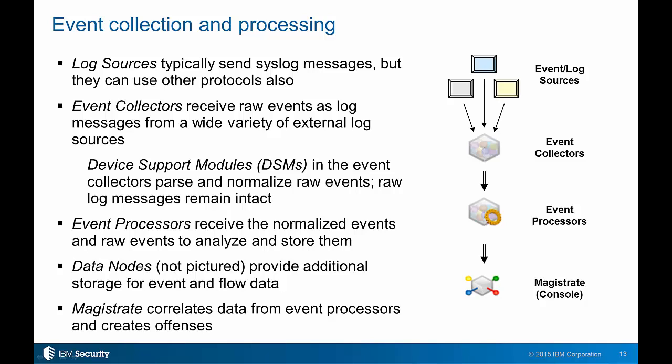Event processors receive the normalized events and raw events and then analyze and store them. Analyzing means testing rules against those events. The event processor component is present in event processors and also in all-in-one appliances. Data nodes, not pictured in the slide, provide additional storage for event and flow data. These data nodes will need to be associated with an event processor or an all-in-one appliance.